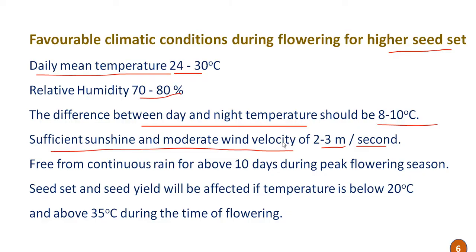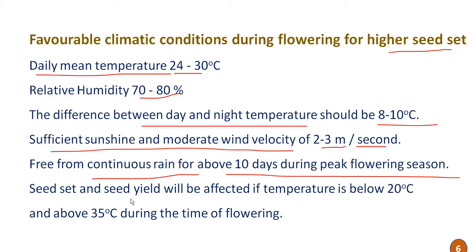So these are the different climatic factors which are found to be good for higher seed set. Then, free from continuous rain for above 10 days during the peak flowering season. This is another major climatic condition which is a limiting factor during the Kharif season. That means during the Kharif season, continuous rain causes problems in higher seed set. So for efficient seed set, there should be no continuous rain during the peak flowering season.